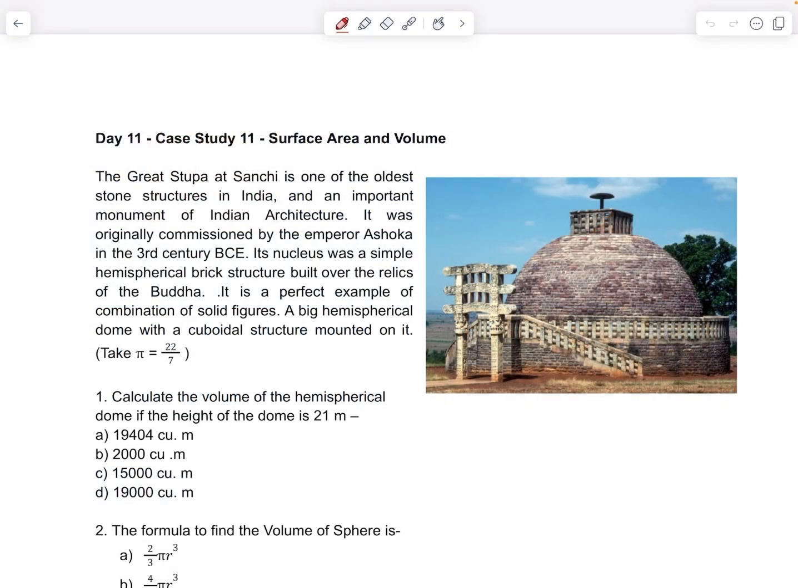The question goes like this. The Great Stupa at Sanchi is one of the oldest stone structures in India and an important monument of Indian architecture. It was originally commissioned by the Emperor Ashoka in the 3rd century BC. Its nucleus was a simple hemispherical brick structure built over the relics of Buddha. It is a perfect example of combination of solid figures, a big hemispherical dome with a cuboidal structure mounted on it. First question, calculate the volume of the hemispherical dome if the height of the dome is 21 meter.